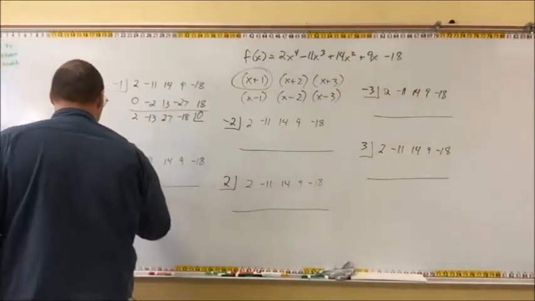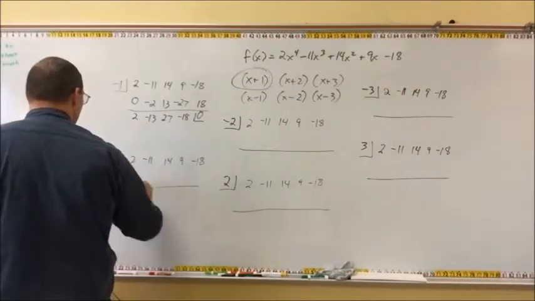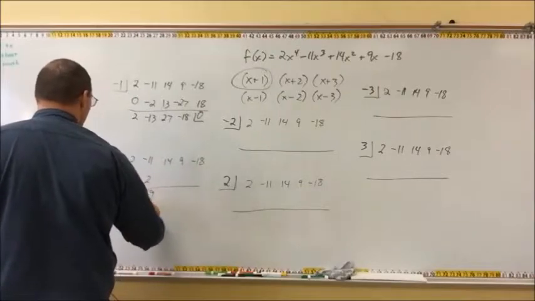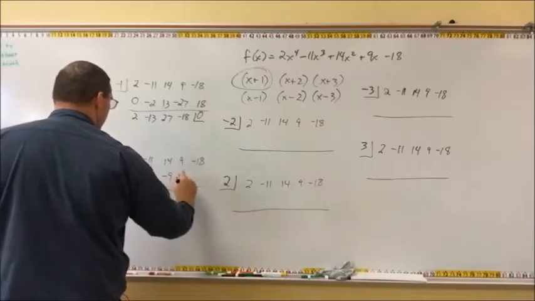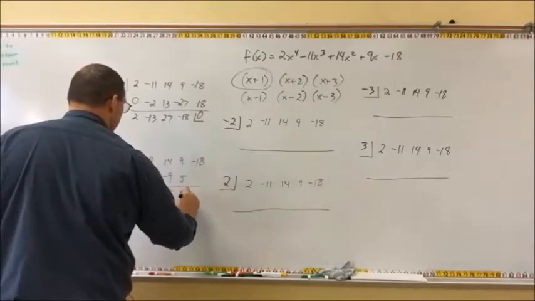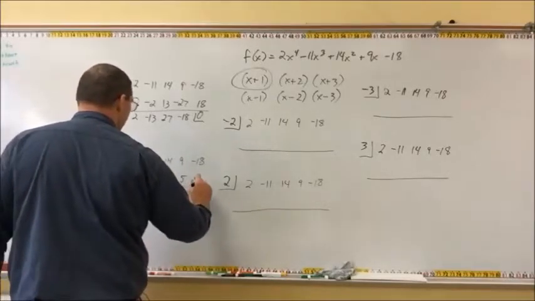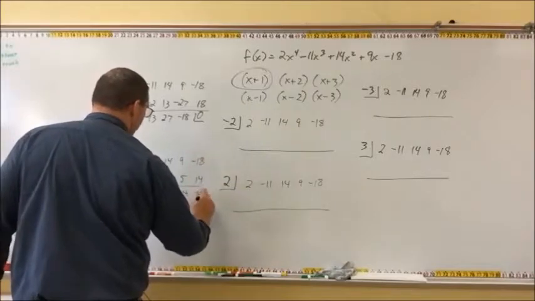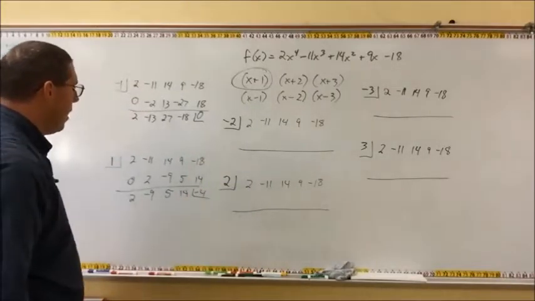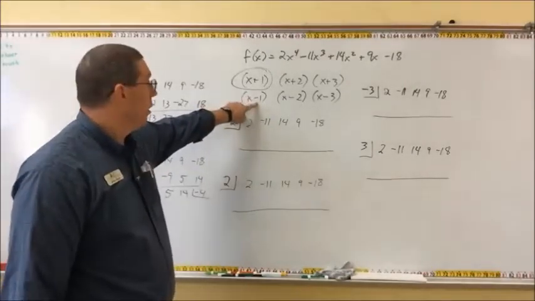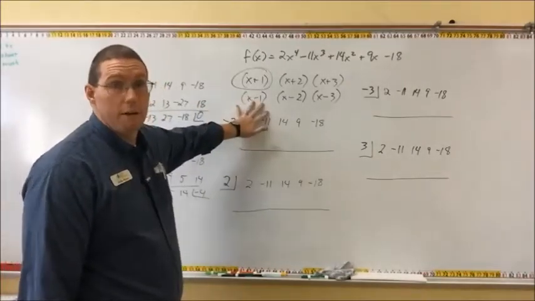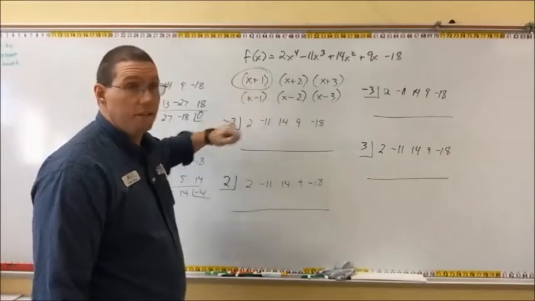Here, for 1, I'm going to put a 0 here. 2 plus 0 is 2, times 1 is 2, minus 11 is negative 9, times 1 is negative 9, plus 14 is 5, times 1 is 5, plus 9 is 14, 14 times 1 is 14, minus 18 is negative 4. This does not have a remainder of 0, so x minus 1 is not a factor. I'm not going to do anything. I'm not going to circle it. I'm not going to X it out. I'm just going to leave it alone.